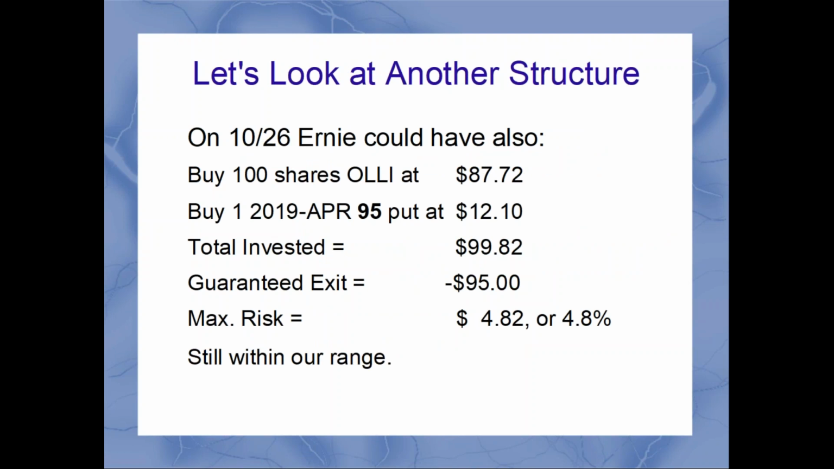Same stock, but on October 26th, when Ernie opened the Ollie RPM, he could have also bought shares of stock at 87.72 and bought the April 95 put for 12.10. This would be a total cost basis of $99.82 with a guaranteed exit of $95. So the maximum risk now is only $482 or 4.8% of what he has invested. It's still within the range of a decent radioactive trade. I want to keep my risk between about 3.5% to 8%. So both positions match the requirements of a good radioactive trade.